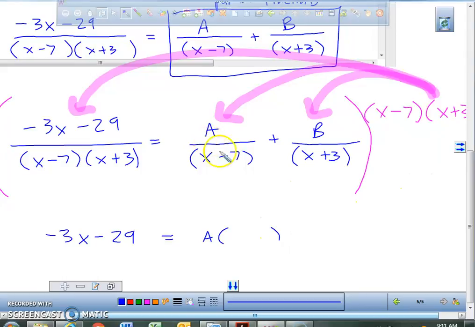What's going to cancel out in the second part? No, not no. No is not going to cancel out. He'll still be here. Okay? All right? But what's going to cancel out? What part of the expression? X minus 7. So those will cancel out. So what are we left with? We're left with an x plus 3 plus b times. Here, what's going to cancel out? X plus 3's will cancel out.